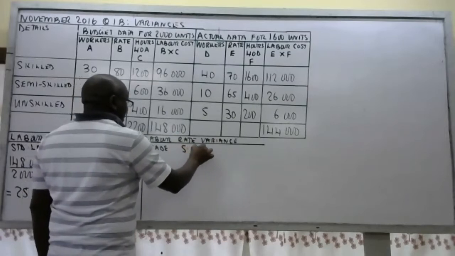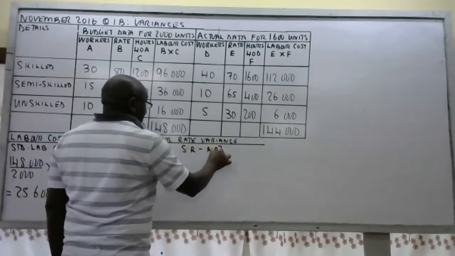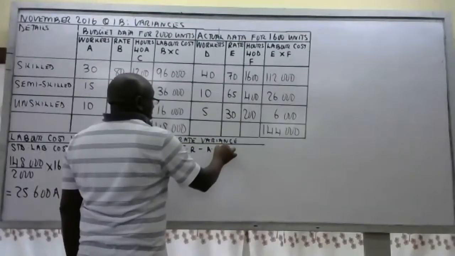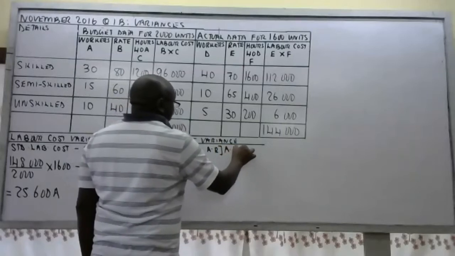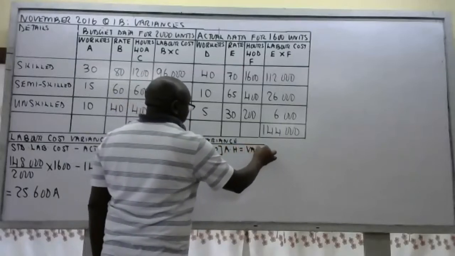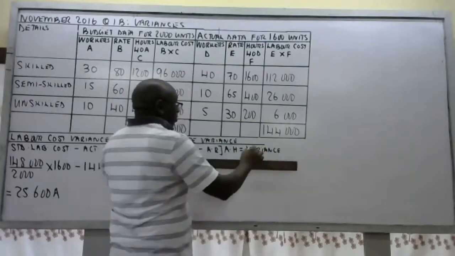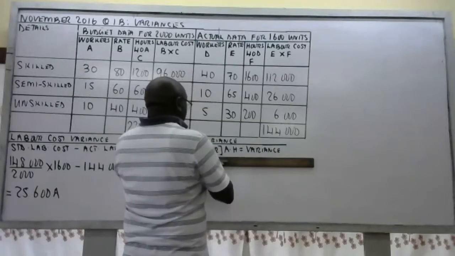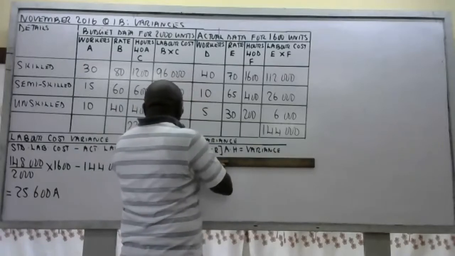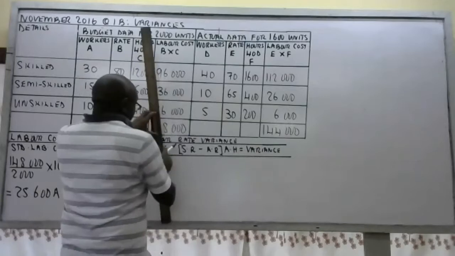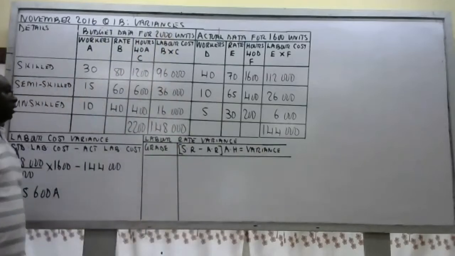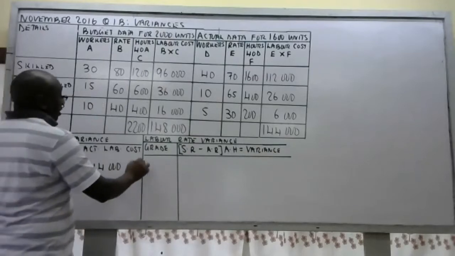standard rate minus actual rate. You multiply by actual hours, and that will give you the variance. So let us start with the skills.